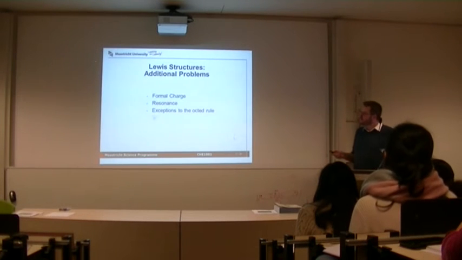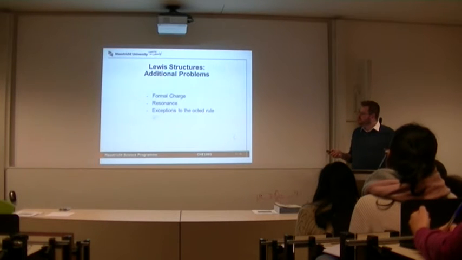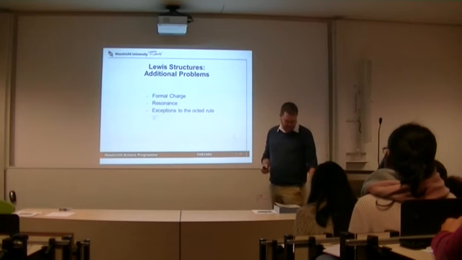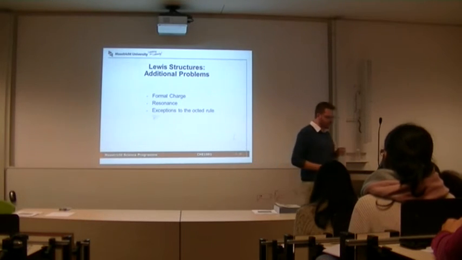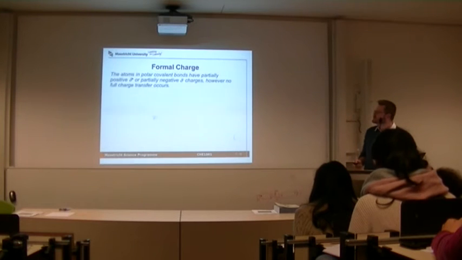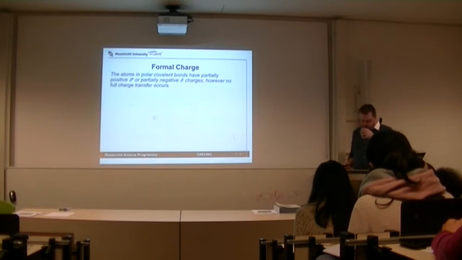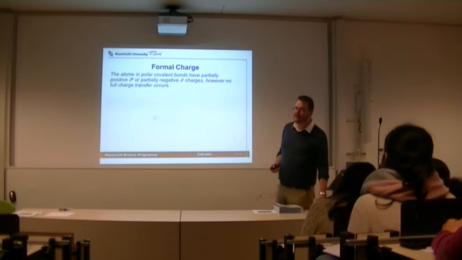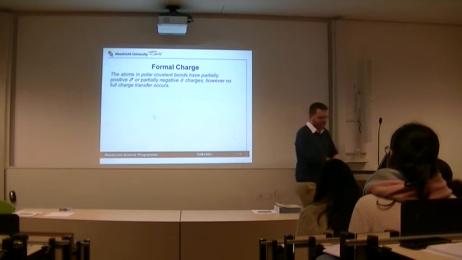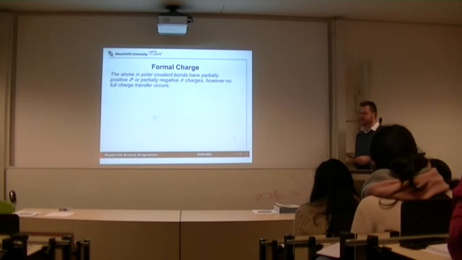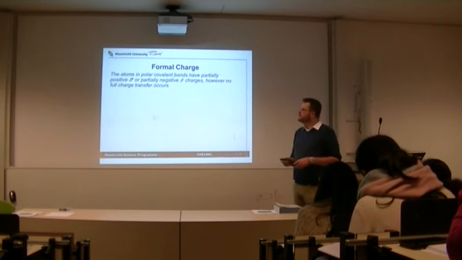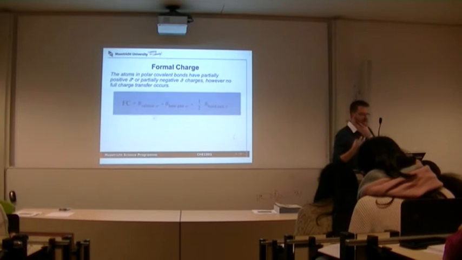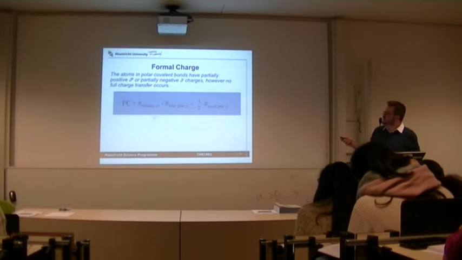The next thing I want to discuss is the notion of formal charge, resonance, and exceptions to the octet rule. In science there are always exceptions. The first thing I want to discuss is formal charge. Formal charge is not something that we can actually measure in a laboratory. We can measure the charge of something, but we can't measure the formal charge. Formal charge is something we've dreamt up to take bond polarity into consideration.